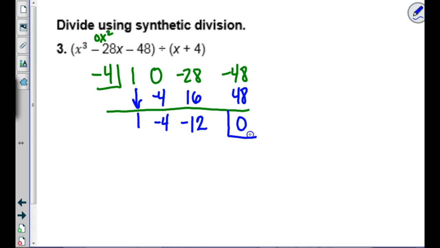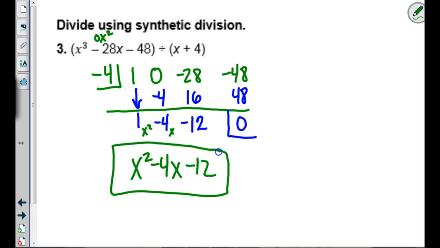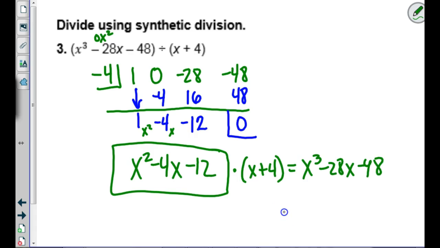What is our depressed polynomial, or our answer written as a polynomial? Yes, this is a constant. This one gets an x and an x squared. So it's x squared minus 4x minus 12. If I wanted to check, I would do what? Multiply that by x plus 4, and it should come out x cubed minus 28x minus 48. If I wanted to do a check. Okay?